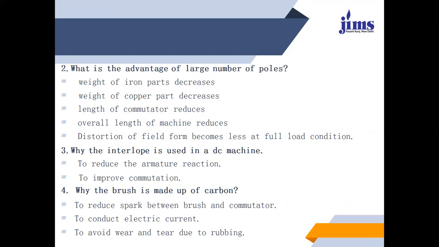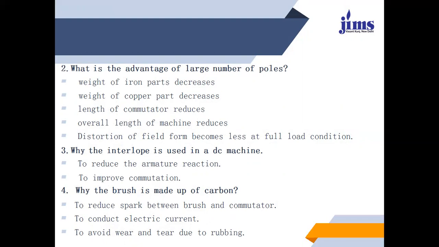These are the questions which will be associated with the DC machine, and we will discuss exactly what the solutions to these questions are. Why is the interpole used in a DC machine? It reduces the armature reaction and is helpful to improve the commutation. Why is the brush made of carbon? To reduce sparking between brushes and commutator, we are using carbon.